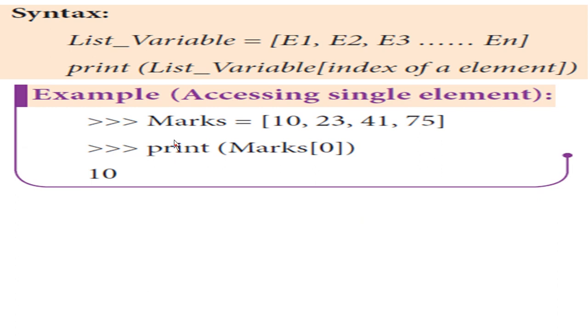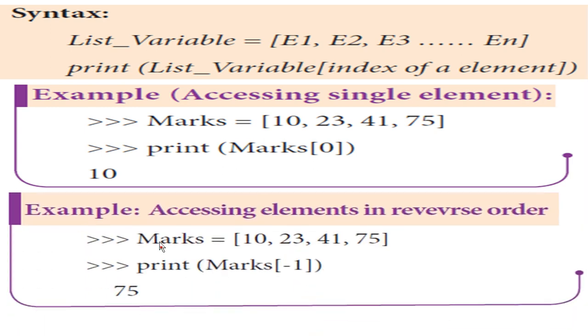Here is the example for accessing a single element, marks equal to 10, 23, 41, 75. Print marks of 0, that is equal to 10. Another example, accessing elements in reverse order, marks equal to 10, 23, 41, 75. Print marks of minus 1, that is equal to 75. Here minus 1 is the negative index that indicates 75.